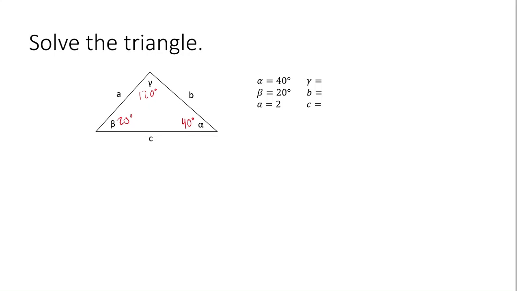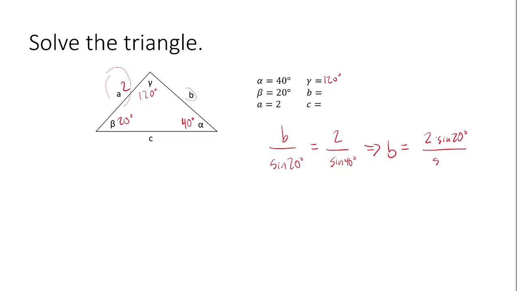And now we have side length A is 2. So gamma is 120, we already know that. If we want side length B, then we have B divided by the sine of 20 degrees is equal to, and then remember, use the side we're given, so 2 divided by the sine of 40 degrees. Or if I want to find B, B will be equal to 2 times the sine of 20 degrees divided by the sine of 40 degrees. And we'll find whatever that is in a second.